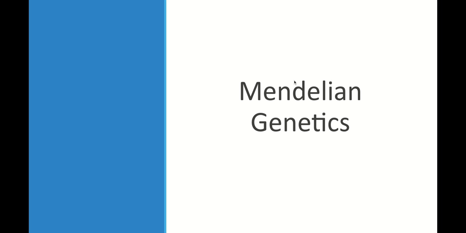Today we're going to be learning about Gregor Mendel, an Austrian scientist who's considered the father of modern genetics thanks to his experiments with pea plants. We're going to look at some of his experiments and talk about some of his findings.